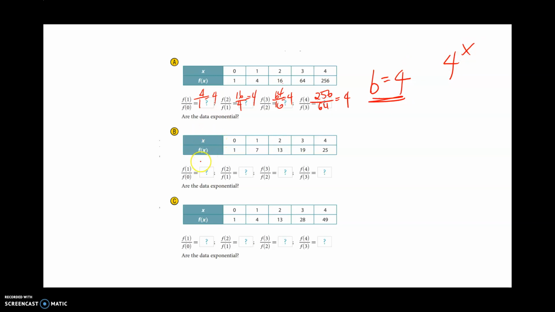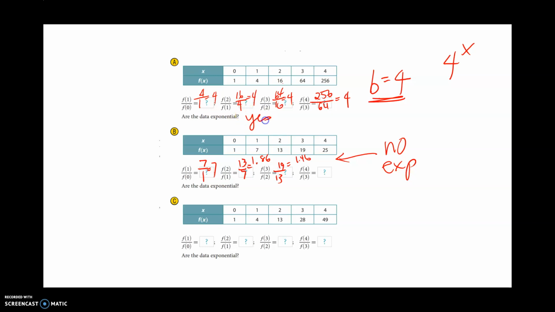Now over here we have 7 over 1 is 7. 13 over 7, if I did it on my calculator, 13 divided by 7, is 1.86. The next one would be 19 over 13, 1.46. These are not consistent, even by rough estimation. So this is not exponential.